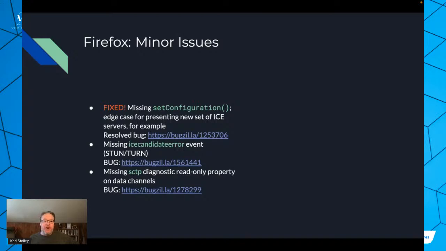That's, of course, a STUN/TURN issue, although it's fairly trivial to just use a good old-fashioned try-catch block to catch those kinds of things. And then we're also still missing in Firefox the SCTP diagnostic, which will tell you what transport method we're using in production.